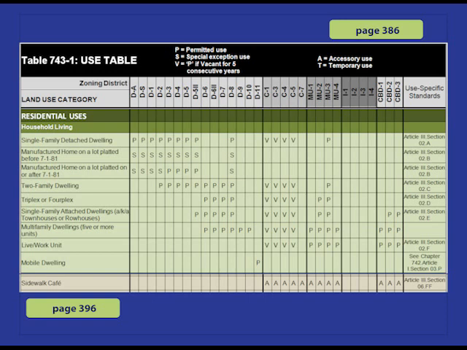So now you've got a picture of where these types of units are permitted. Again, when looking at the use table, always look at that right-hand column to see if there are any use-specific standards. In this case, there are. We'll talk about those in a second.